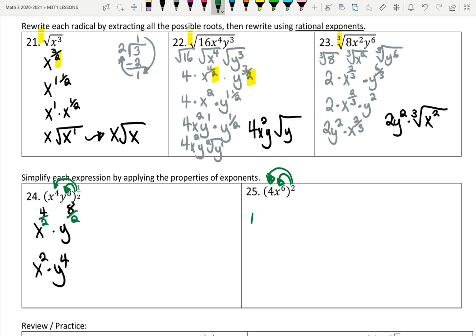Likewise on the right, I distribute my square: 4 squared, and then it's going to be multiplied by x to the 6th, and I'm going to multiply that by 2. This is going to lead me to have 16 times x to the 12th power. So this has been some rewriting of radicals. The rest of this lesson is just to review some previous concepts.